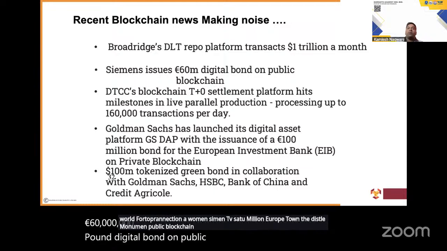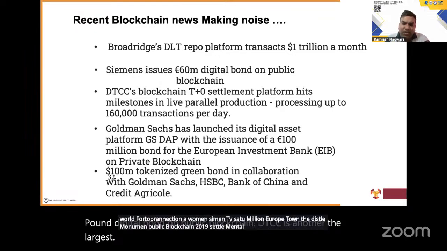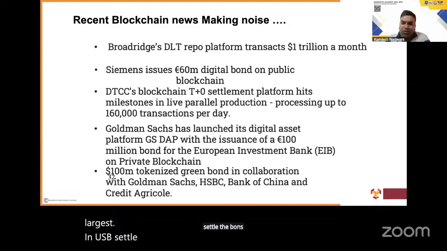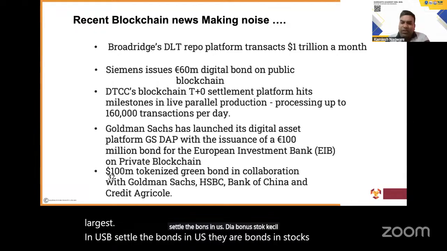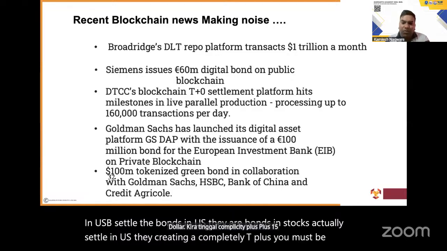DTCC is another, the largest settlement entity in the US. Bonds and stocks actually settle there in the US. They are creating a completely T plus... You must be knowing T plus zero, T plus one, T plus two.